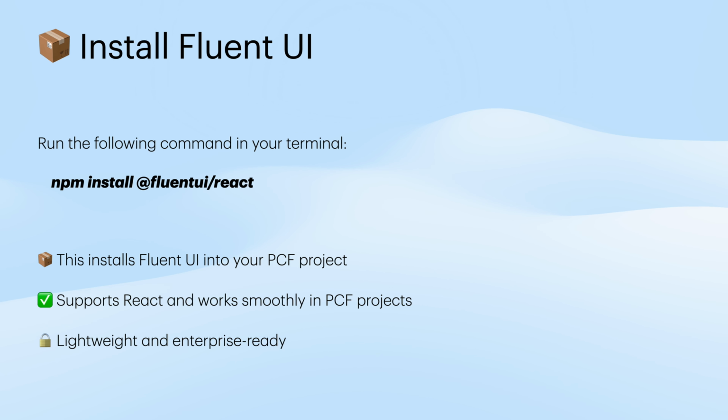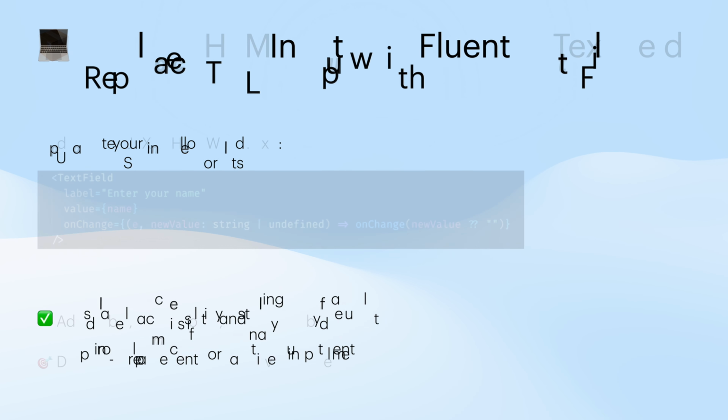Let's get started with the installation. In your terminal, run npm install @fluentui/react. This pulls in all the core Fluent UI components you will need. It works out of the box with React, is optimized for performance, and is super lightweight, perfect for PCF, which requires your bundle to stay lean.